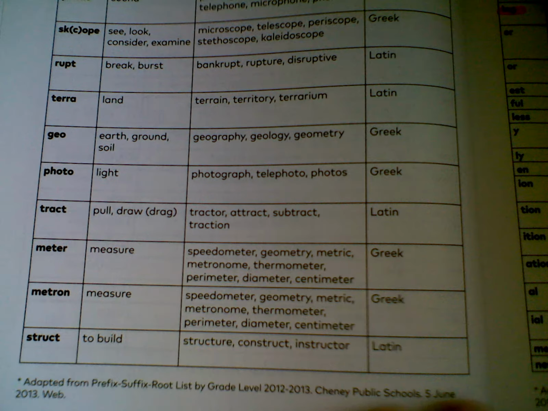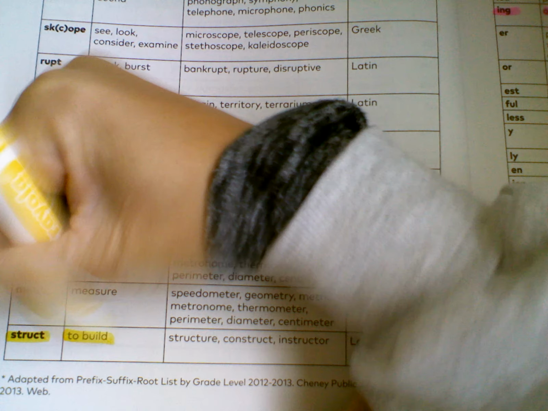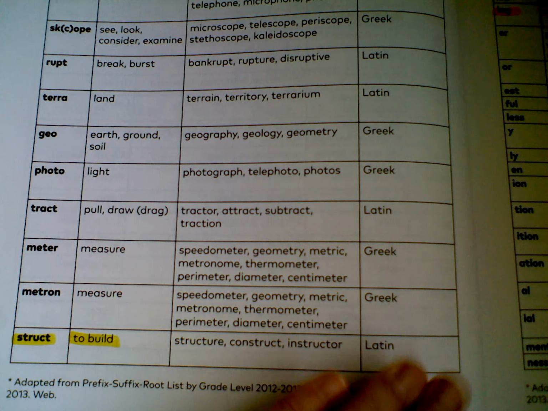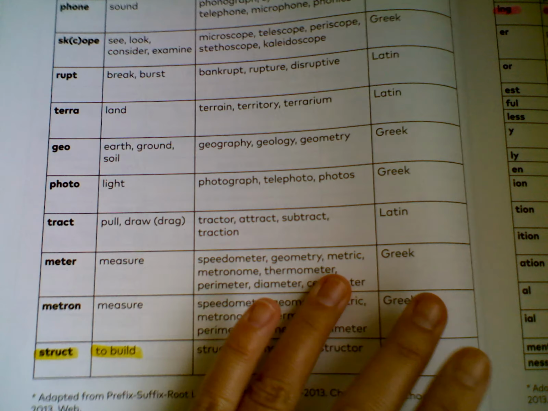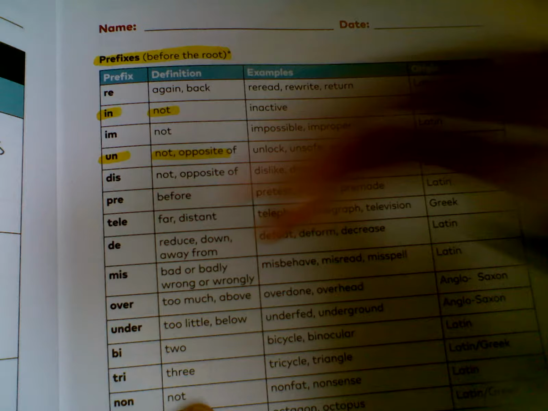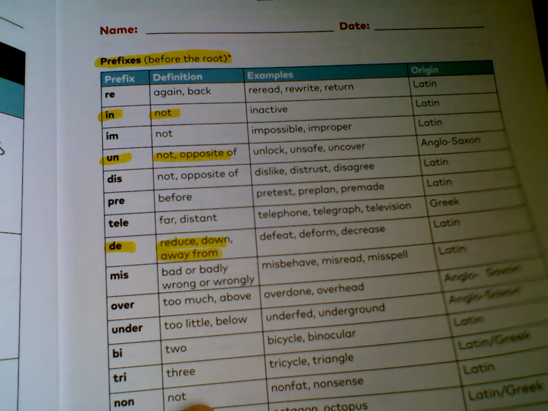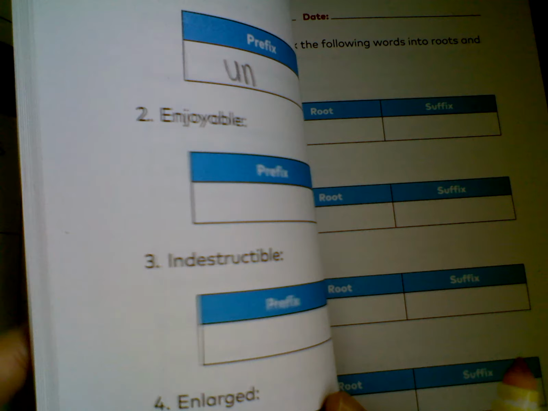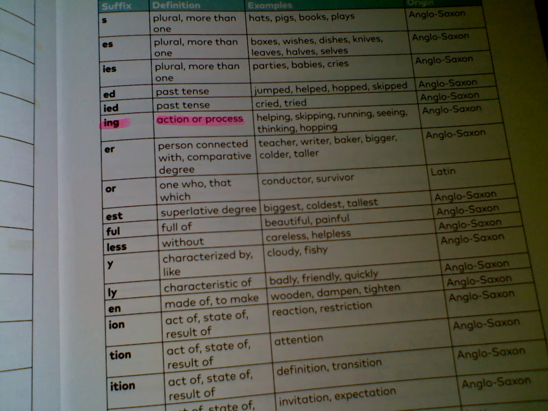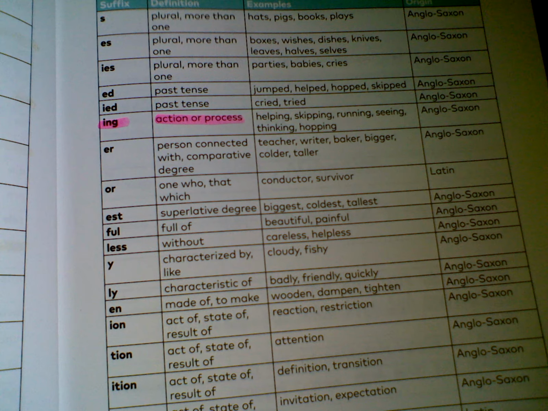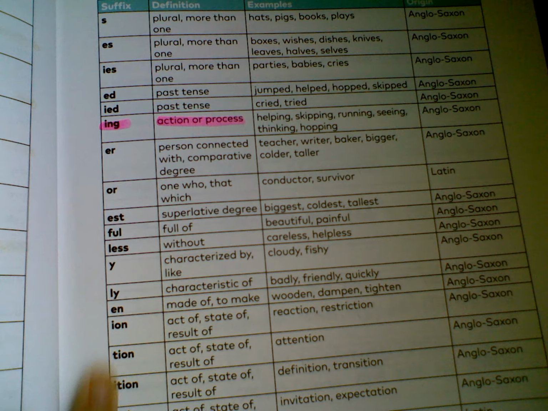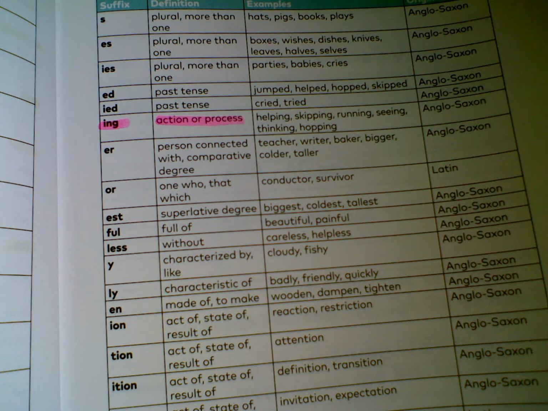Oh, but I want you to take a look down here. On page 10, we have destruct, but struct is here to build. So that means indestructible probably has one more prefix, D-E, which means reduce, down, far away. Indestructible. And then A-B-L-E, able. Let's see, do they have it here? Able in the suffixes. Okay, it doesn't look like it.